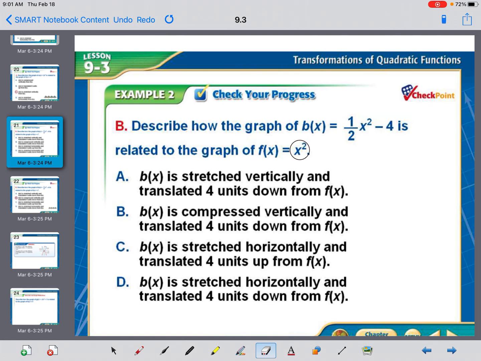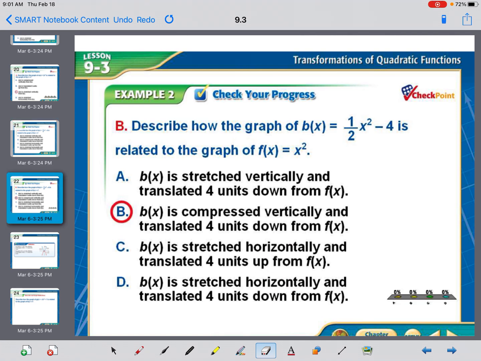So what happens here? Here's your basic x squared. You're going to subtract 4, it's going to move it down. And you multiply by 1/2, which is going to compress it. So 4 down and then compressed. This says stretched vertically. No. This says compressed. Yes. And down 4. Yes. I believe the answer is B. Because then we get this horizontal stuff that we have not talked about.